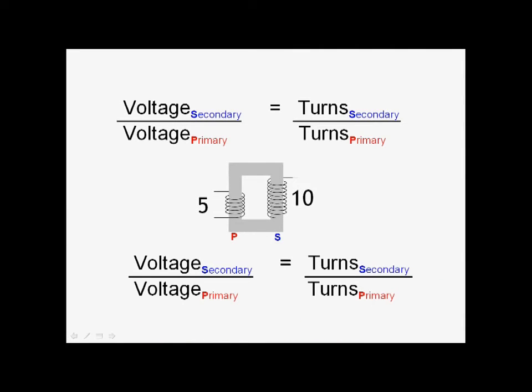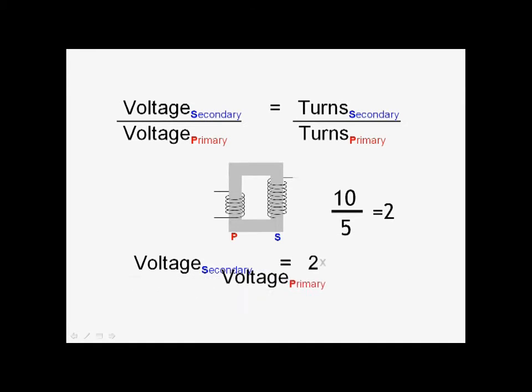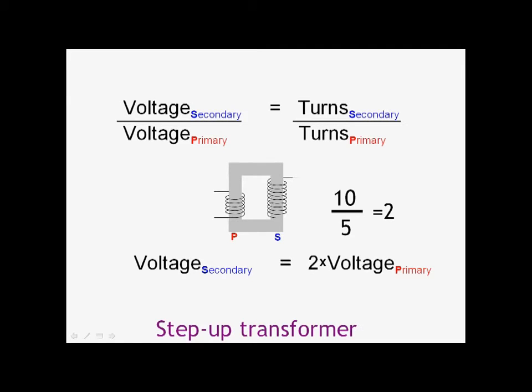You can probably guess what happens when it's the other way around. Again, work out the ratio, put it in our formula, rearrange the formula, and this now tells us that when we have twice as many turns on the secondary, we get twice the voltage on the secondary. This is called a step-up transformer.